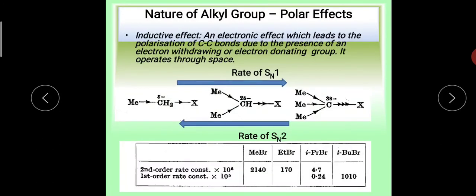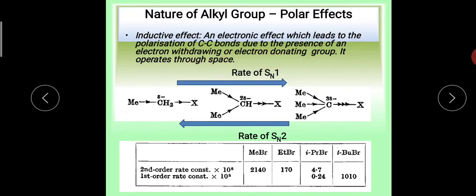Now, in this particular slide, we will be discussing the nature of your alkyl group, and we will be seeing the various polar effects as well as your steric effects. Now, what is inductive effect? In order to know what this polar effect means, one needs to know what inductive effect is. Okay, so inductive effect can be defined as an electronic effect which leads to the polarization of your CC bonds due to the presence of an electron withdrawing or electron donating group.